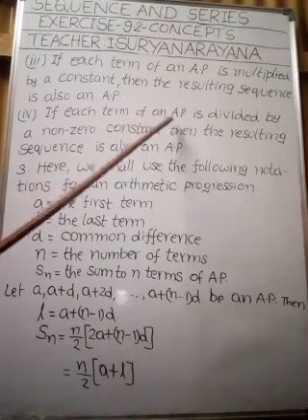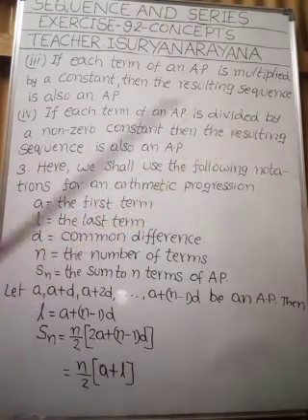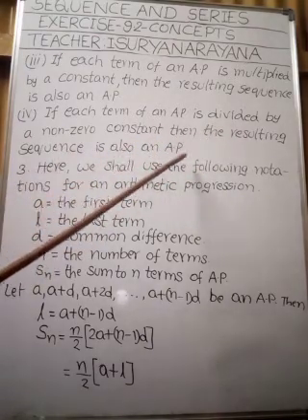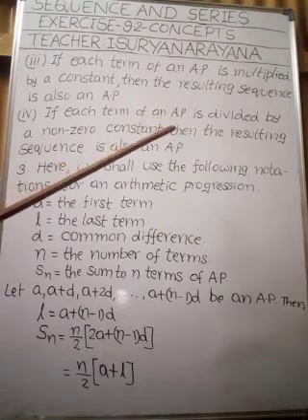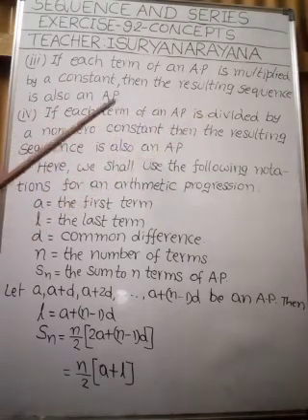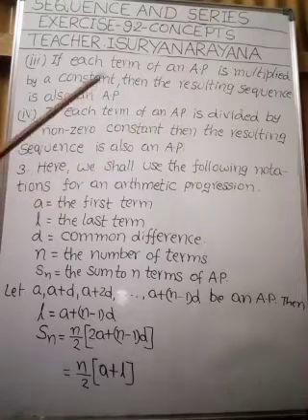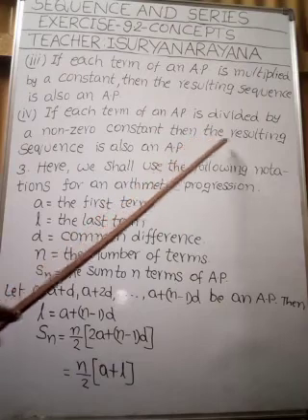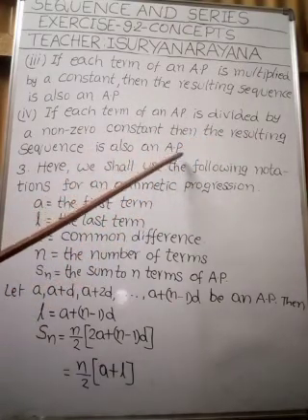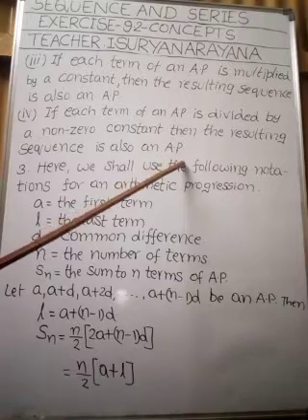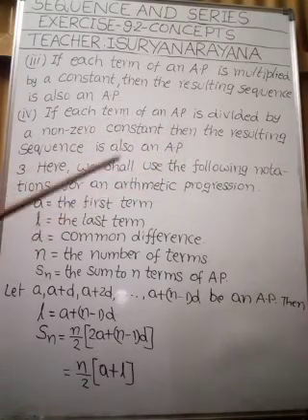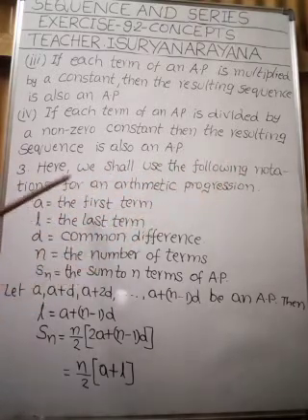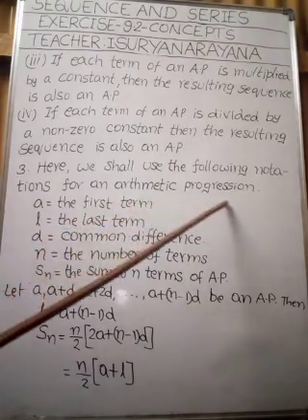If each term of an arithmetic progression is divided by a non-zero constant, then the resulting sequence is also an arithmetic progression. Understood this point, my dear children? If you divide each and every term of the arithmetic progression by a non-zero constant, then we get a new sequence. Then the resulting sequence is also an arithmetic progression. These are the properties of arithmetic progression. Okay, my children. Right. Come to the third point. Here we shall use the following notations for an arithmetic progression.